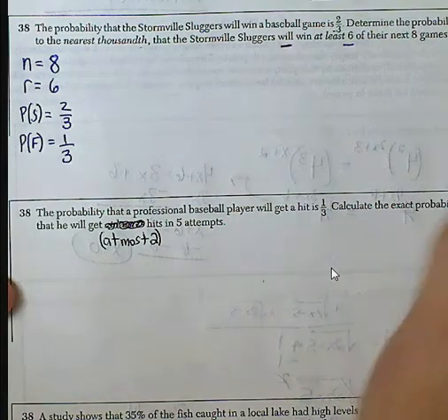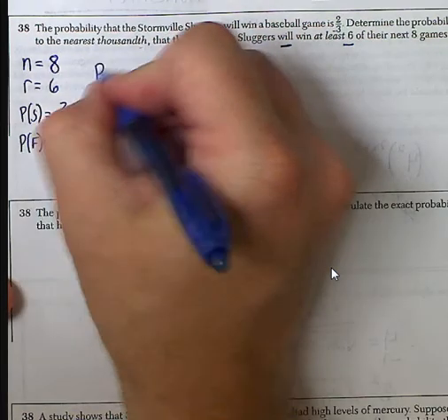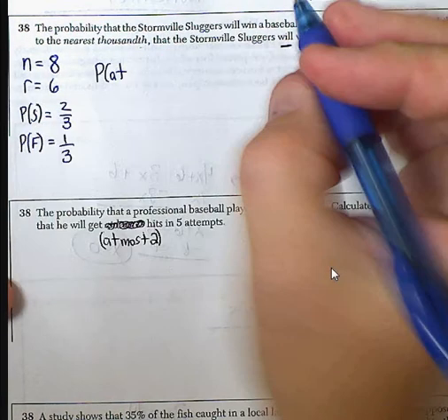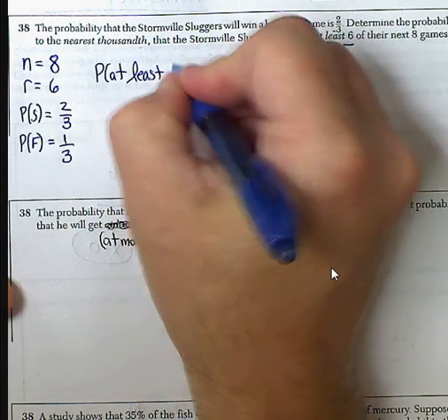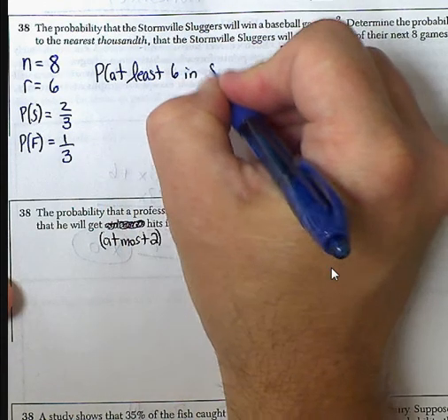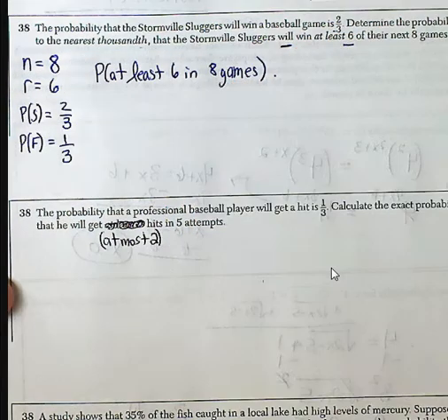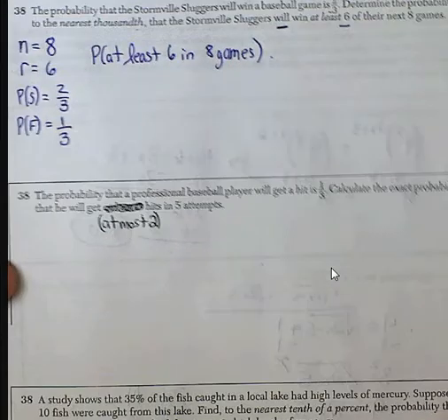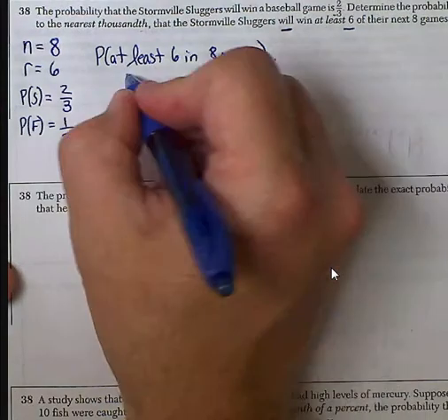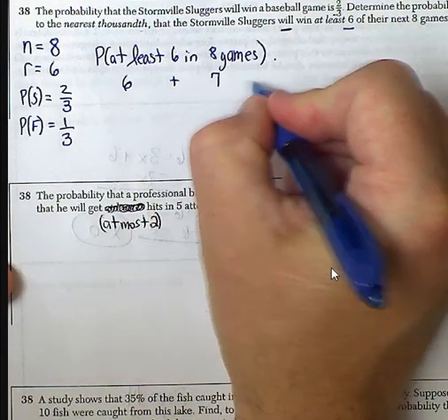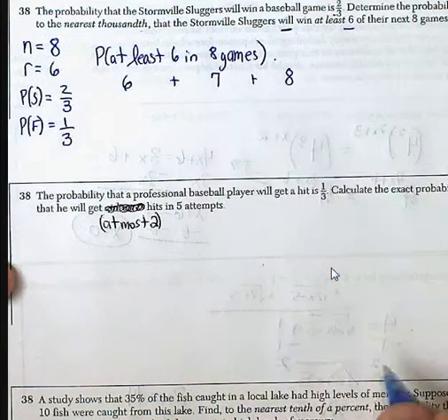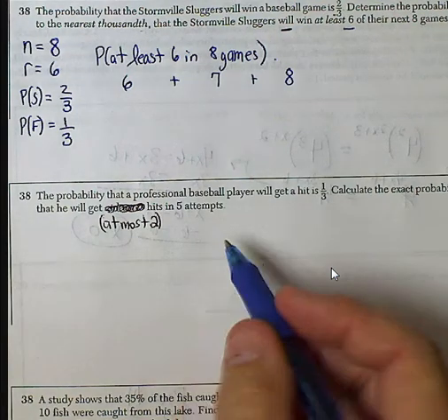So now we're ready to go. We want the probability of at least 6 in 8 games. So the next piece is to write down what that means. At least 6 wins in 8 games is going to be 6 plus 7 plus 8. So you need to create a formula for each of those situations.